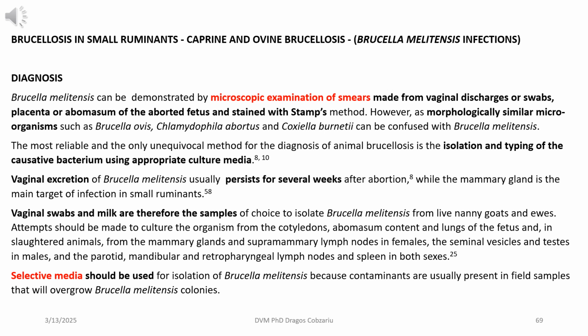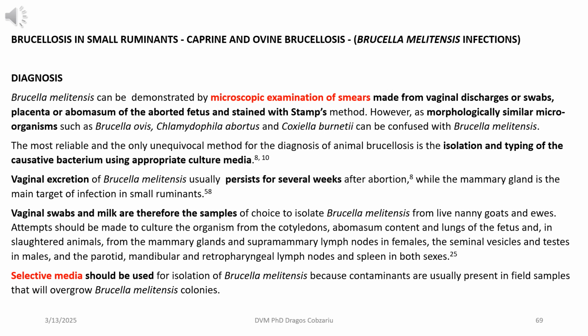Vaginal excretion of Brucella melitensis usually persists for several weeks after abortion, while the mammary gland is the main target of infection in small ruminants. Vaginal swabs and milk are therefore the samples of choice to isolate Brucella melitensis from live nanny goats and ewes. Attempts should be made to culture the organism from the cotyledons, abomasum content and lungs of the fetus and, in slaughtered animals, from the mammary glands and supramammary lymph nodes in females, the seminal vesicles and testes in males, and the parotid, mandibular and retropharyngeal lymph nodes and spleen in both sexes.